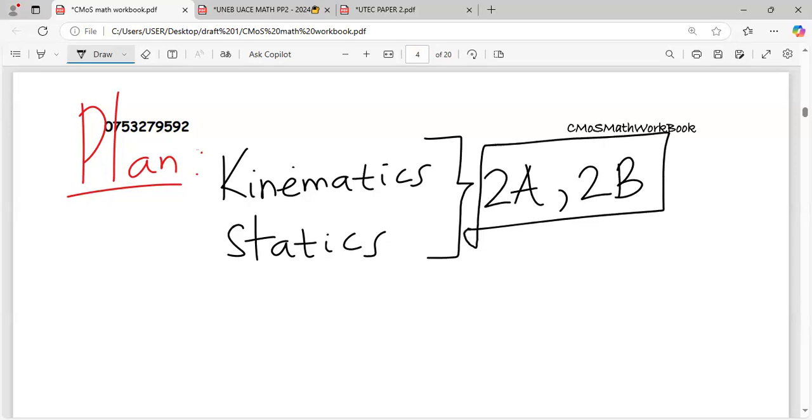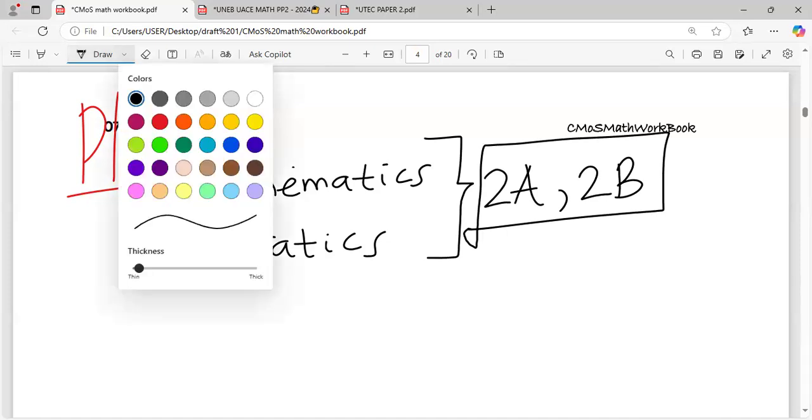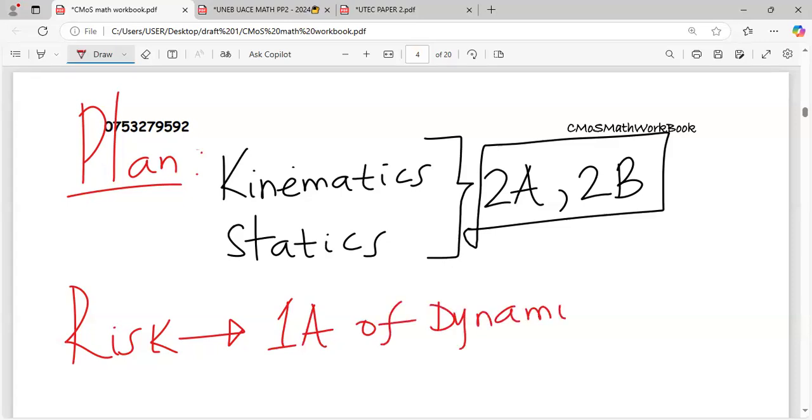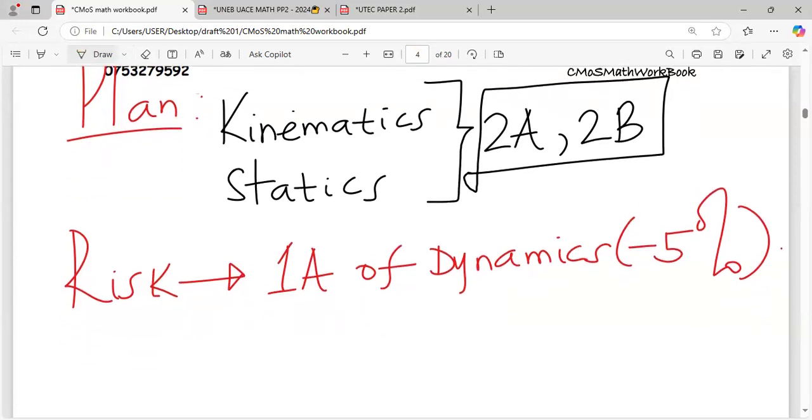Remember, the student I'm talking to is a student who is fine with all the other concepts of probability, statistics, and numerical methods. So that means you are at risk. What is the risk? The risk is that the one number of section A of dynamics you cannot do. So that means that is negative 5%. That's the only number you cannot do.